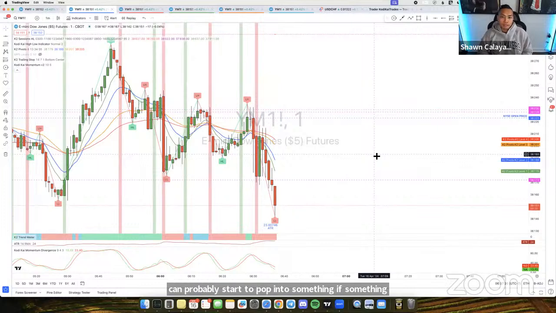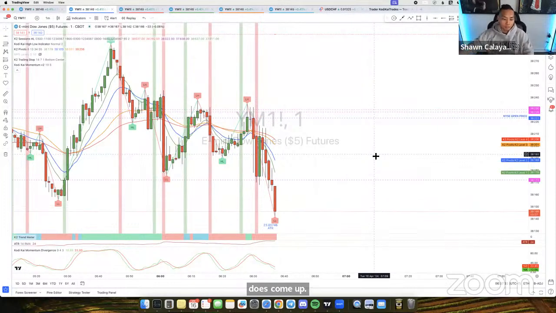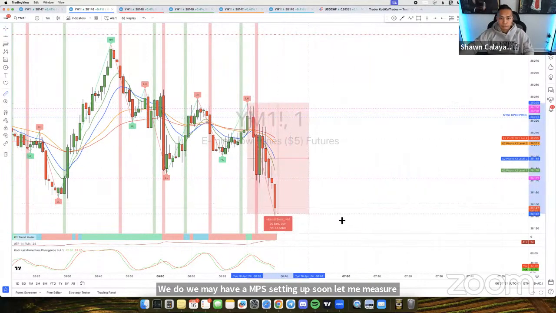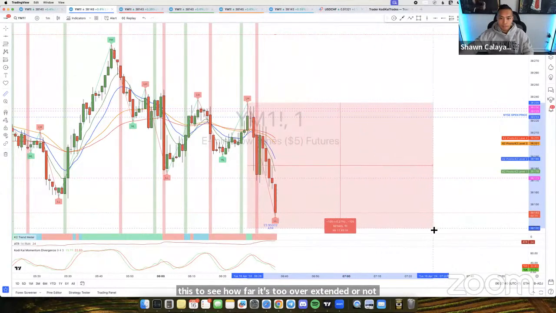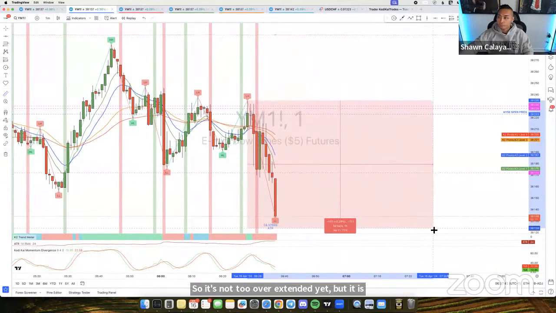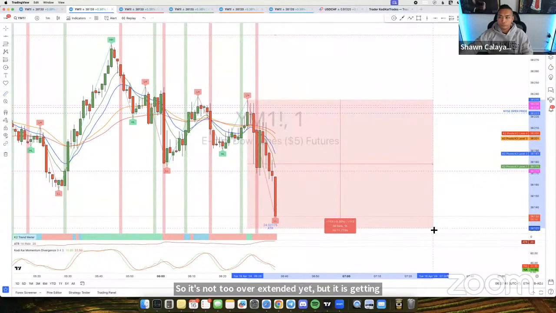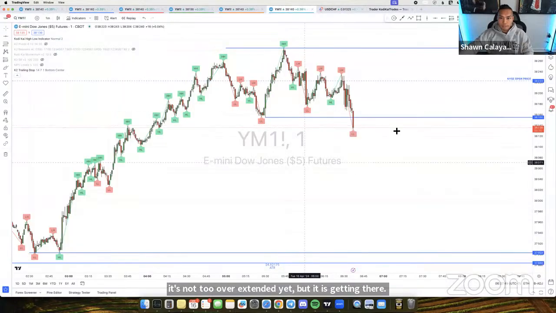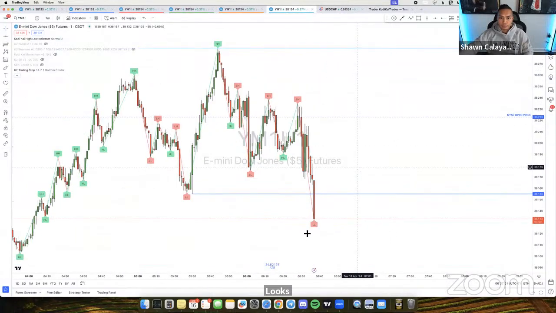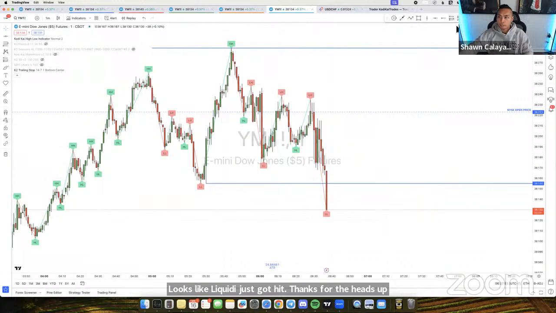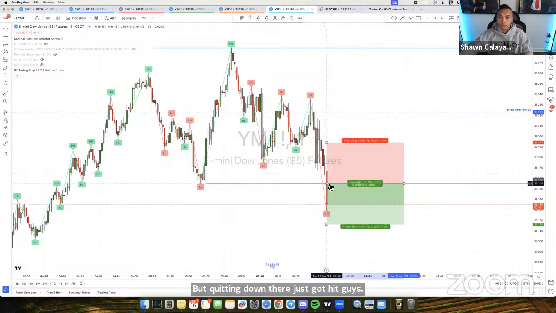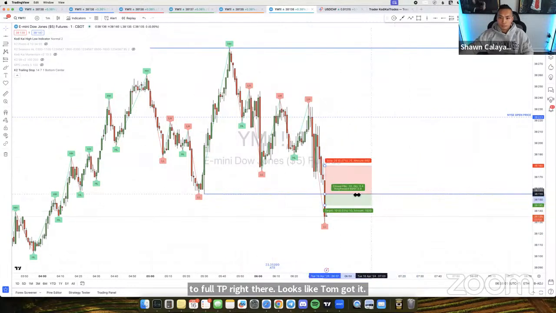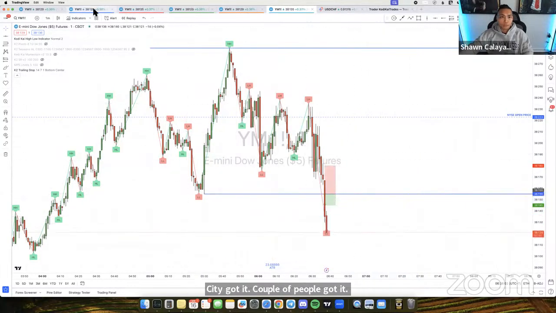We may have an MPS setting up soon. Let me measure this to see if it's too overextended or not. So it's not too overextended yet, but it is getting there. Looks like liquidity just got hit. Thanks, Sadie, for the heads up. Liquidity down there just got hit, guys. So if you guys took that first level of liquidity, straight to full TP right there. Looks like Tom got it, Sadie got it, a couple people got it. Nice work right there, guys, catching that liquidity.